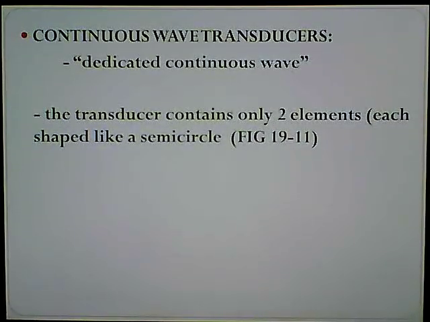Continuous wave transducers are dedicated continuous wave transducers. That's another name, continuous wave or dedicated continuous wave. This type of continuous wave Doppler, now we're talking about the actual transducer that does it. The transducer contains only two elements. They're each shaped like a semicircle. So it's almost like they just shoved two crystals into a circular area, hence two semicircles.